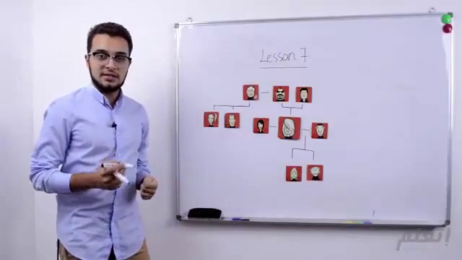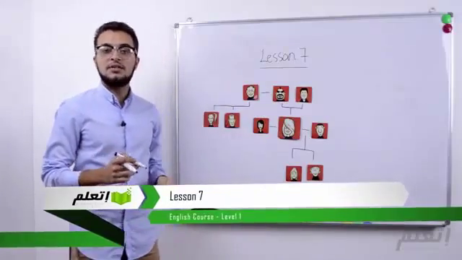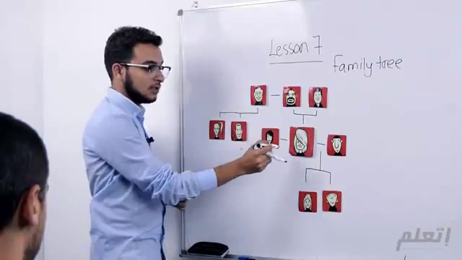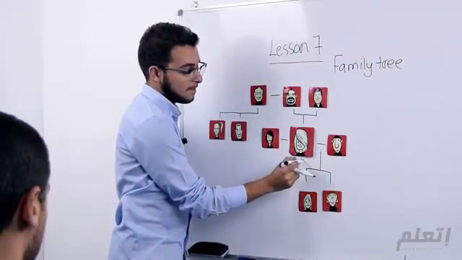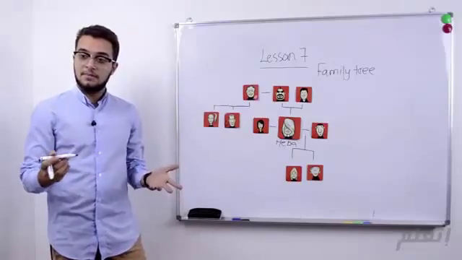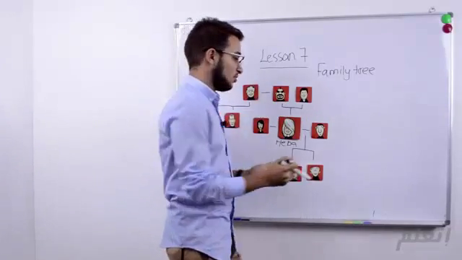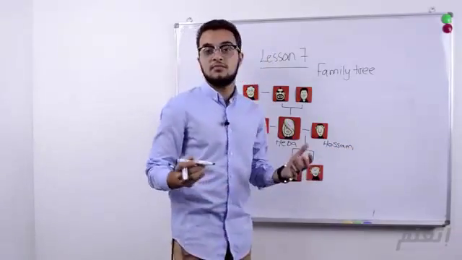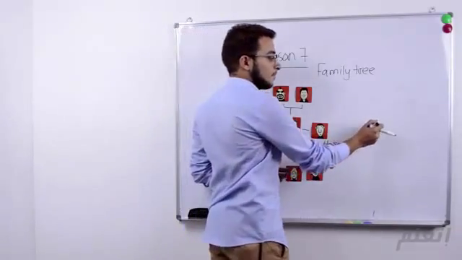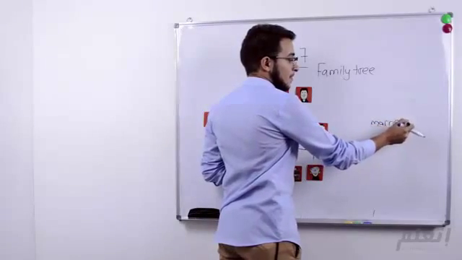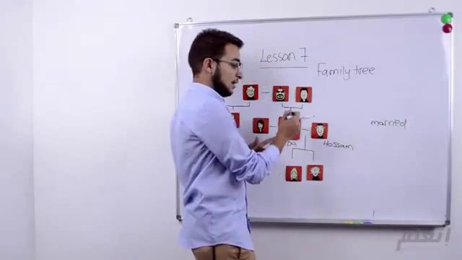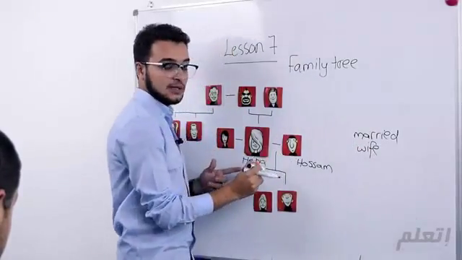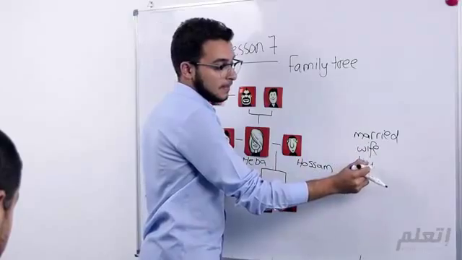Lesson 7. In this lesson, we're talking about the family. We're talking about the family tree. Our main character today is Hiba. Okay, Hiba is a girl that met a guy. His name is Hussein. And they got married. Now Hiba is Hussein's wife, and Hussein is her husband.